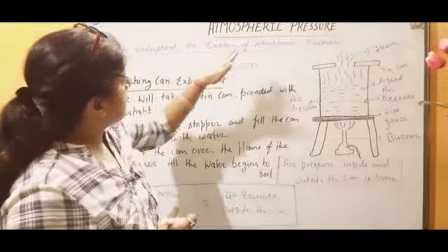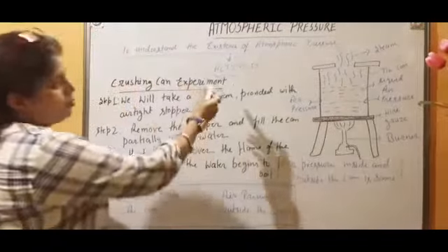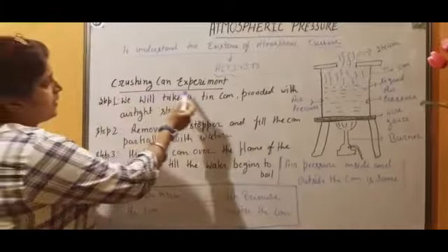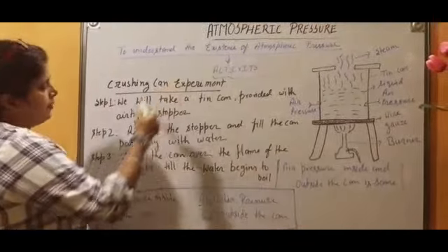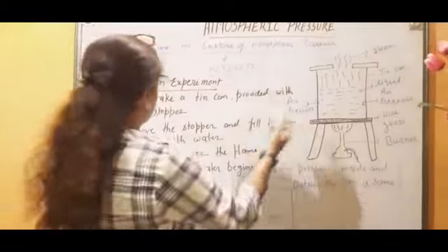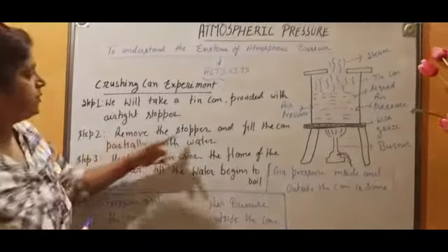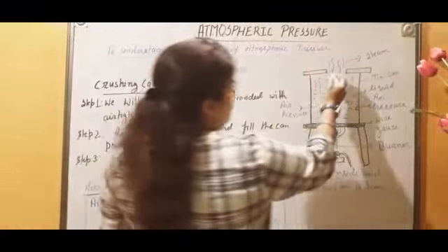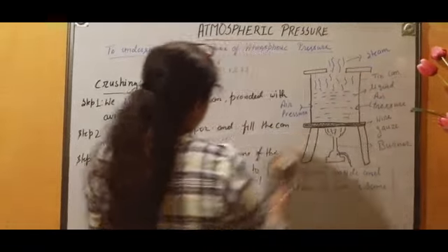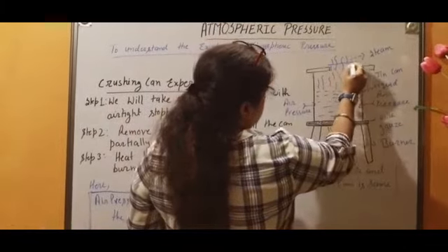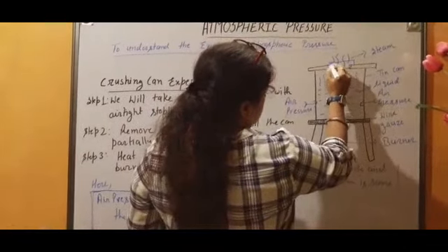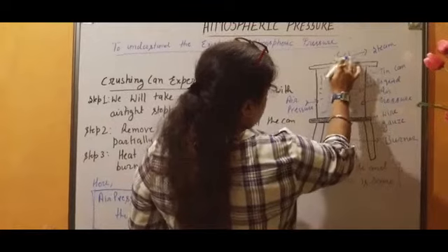To understand the existence of atmospheric pressure, we will do this activity. Crushing can experiment. Step 1. We will take a tin can provided with an airtight stopper. Step 2. Remove the stopper. We have already removed the stopper from here. That was the cover. Maybe the shape of that stopper is like that. Okay, so we have removed it because we were boiling that liquid.